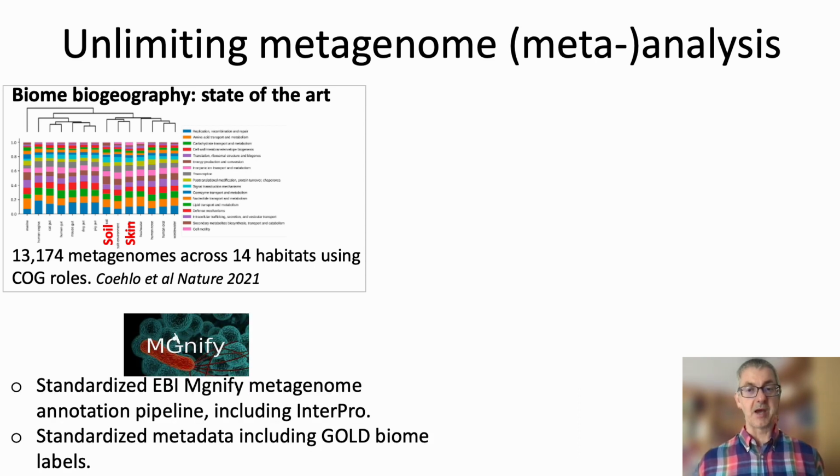This is intriguing to us, and we wanted to see whether this result would withstand the test of time with more data and better classifications. We turned to the EBI MGnify to access standardized metagenome data and metadata. EBI publishes their pipelines on GitHub. They rely on InterPro for annotations, and they're also able to curate some of the metadata, including GOLD classification biome paths that we use as our primary labeling.